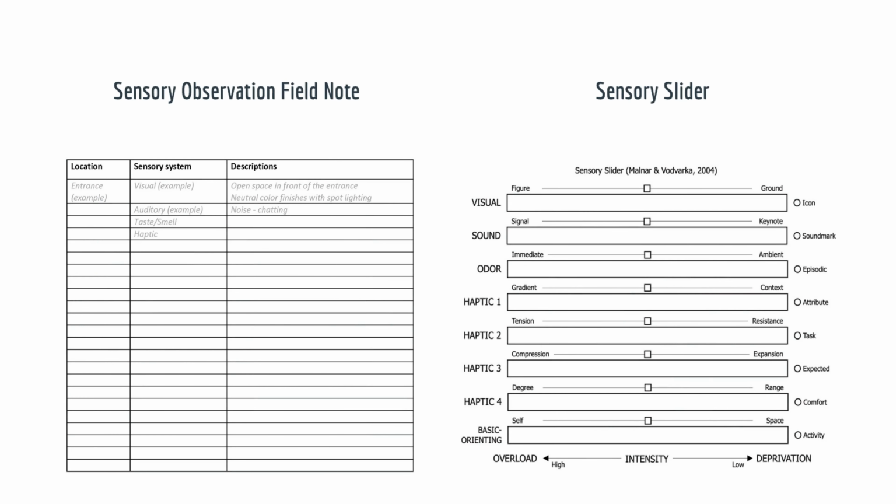In the sensory observation field note, we recorded our feelings regarding visual aspects, sound, smell, touch, and basic orientation, and in the sensory slider, we assessed the intensity of these feelings.